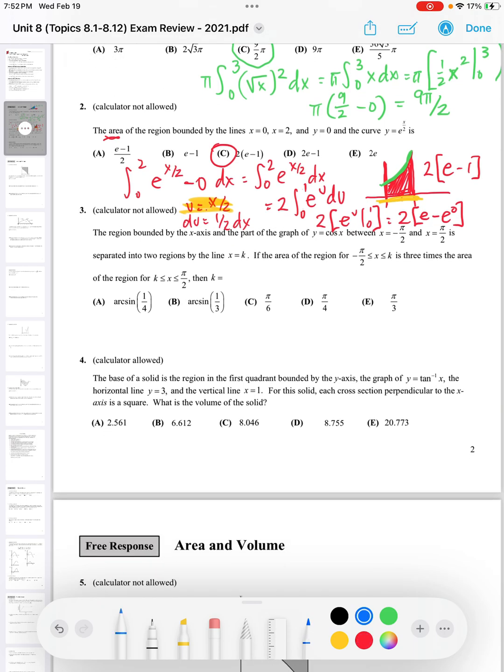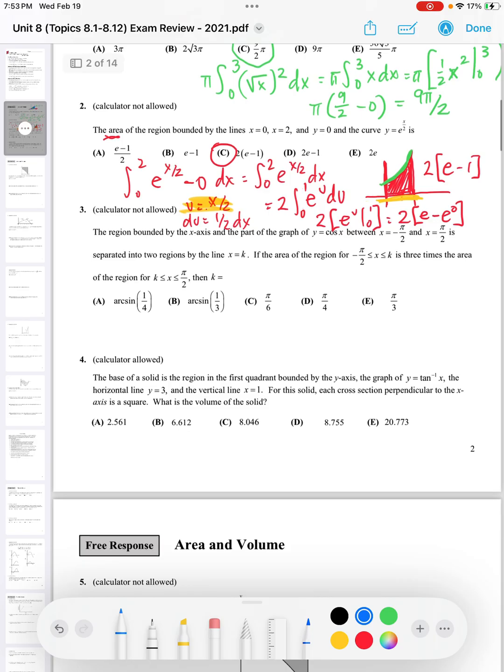All right, number 3. All right, the region in this one is bounded by the x-axis and part of the graph of cosine x between negative pi over 2 and pi over 2. So we know it's going to go with the x-axis, and we know we're going to go from negative pi over 2 to pi over 2. And for cosine graph goes through 1 at 0. So it's going to look like this.